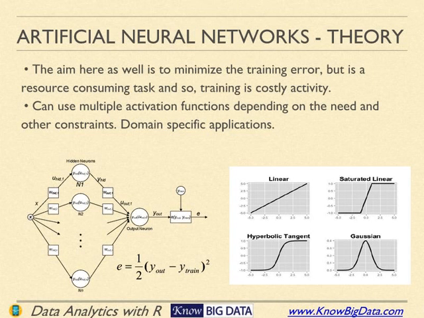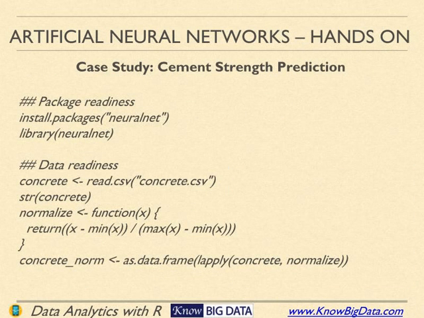So this is the error: the output and the root mean square value divided by 2. You can try to use this. All we have to do is download the neural net package and read the data called concrete.csv.